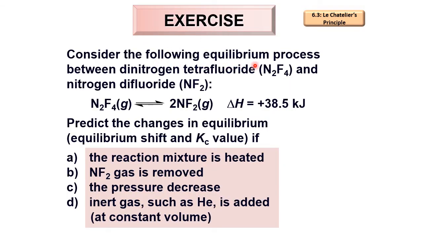Exercise. Consider the following equilibrium process between dinitrogen tetrafluoride, N2F4, and nitrogen difluoride, NF2. Predict the change in equilibrium. The change in equilibrium includes the shift and the Kc value. So first of all, we need to check the phase of the equation. Yes, gas needs to be considered. And then this one is positive, endothermic. Endothermic means absorbing heat, so heat is added to the reactant side. And then we need to check the number of moles of the reactant, which is 1, and the number of moles of the product, which is 2. These are the few steps we need to analyze first before we proceed with the question.